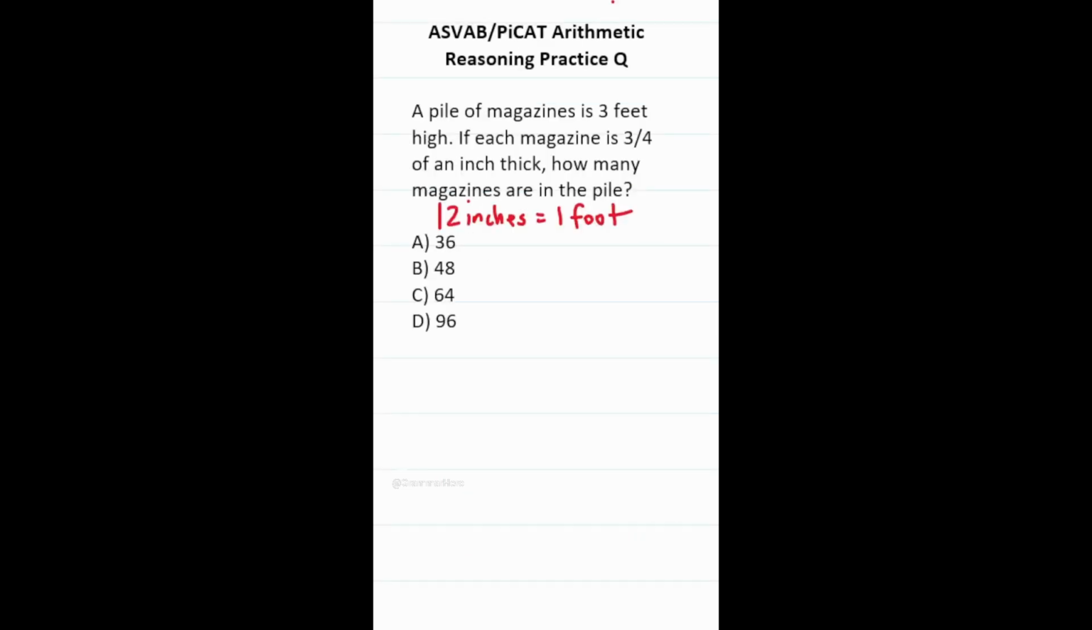This ASVAB PiCAT arithmetic reasoning practice test question says a pile of magazines is 3 feet high. If each magazine is 3/4 of an inch thick, how many magazines are in the pile? So in this case, we're given something in terms of feet as well as inches. The first thing I'm going to do is convert 3 feet to be in terms of inches by multiplying it by 12. Again, there are 12 inches in every foot.